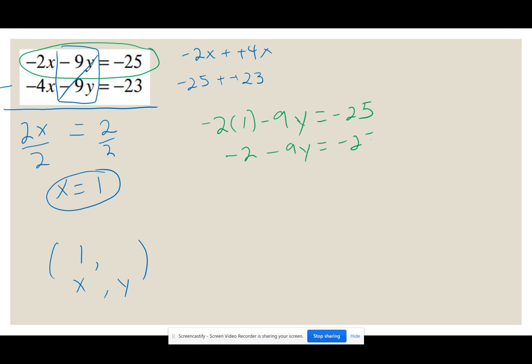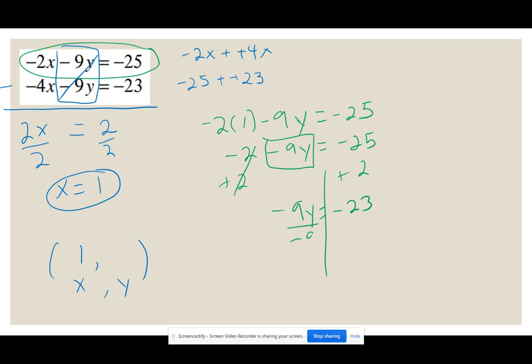Oops, that's a 5. All right, I need to get the -9y by itself, so I'm going to have to add 2 to both sides. So I have negative 9y equals, if you owe somebody $25 and you pay them $2 back, now you owe them a total of 23.